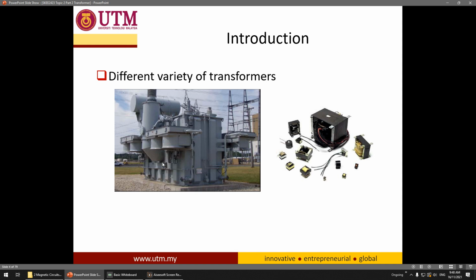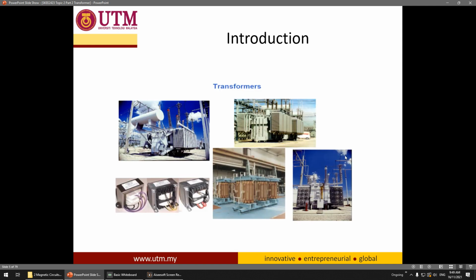Okay, transformer. You can see here, this is, if not mistaken, a three-phase transformer. Or you can see here, the large one is the 50 Hz transformer, and the small one is the high frequency transformer. So basically your phone charger uses this type of transformer, a very small one. Okay, so this is another figure of transformer. This is a high voltage transformer. Okay, this is a three-phase transformer, and this is a 50 Hz small transformer. Okay, this is a small power transformer.